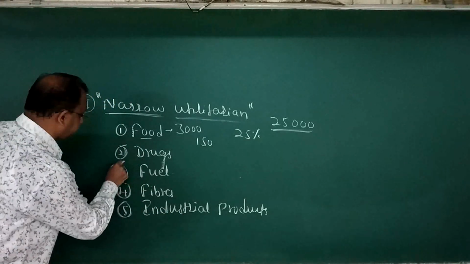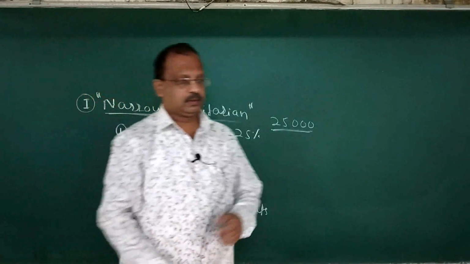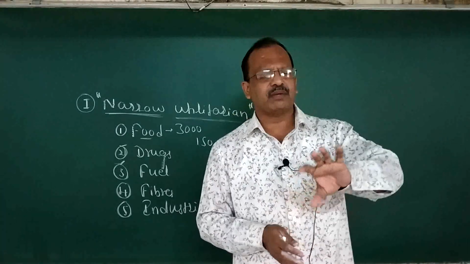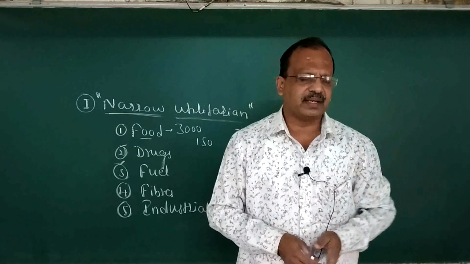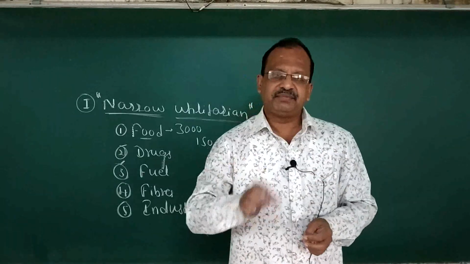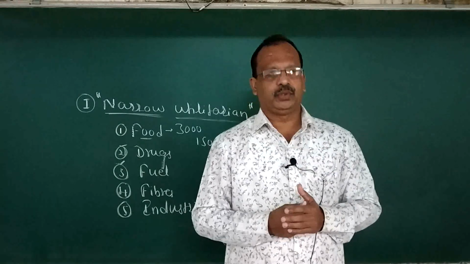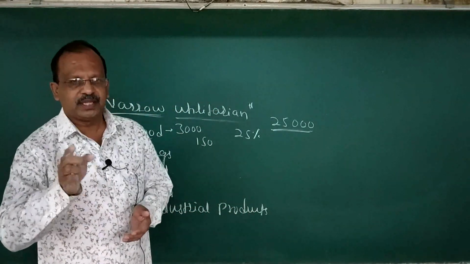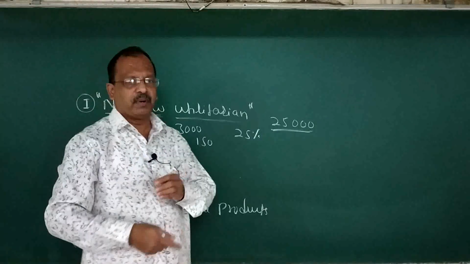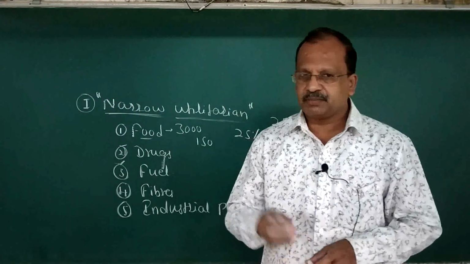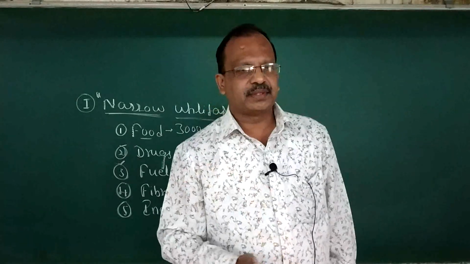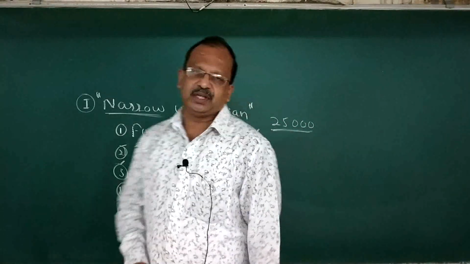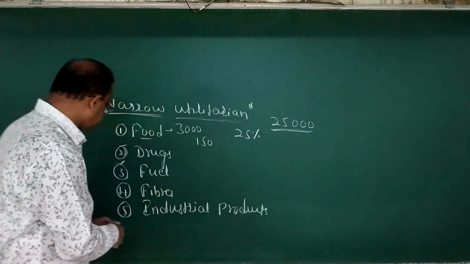Next, fuel. The wood after extraction, whatever useful things are there is utilized for agriculture purposes and other activities, and the left part is used as fuel. In addition to that, dried leaves and fallen twigs are all used as fuel, especially in the rural areas.